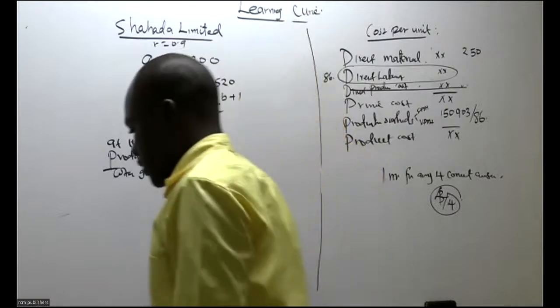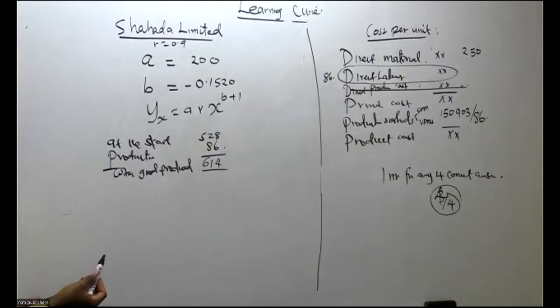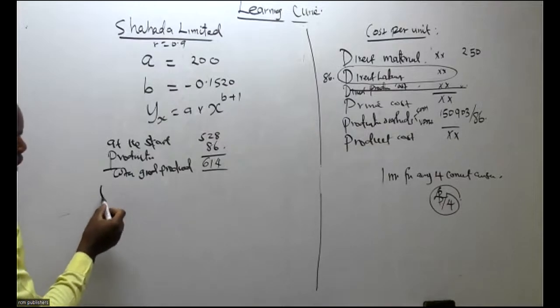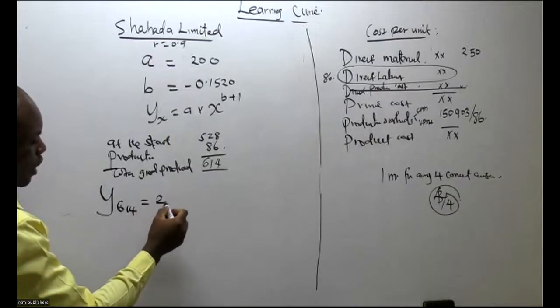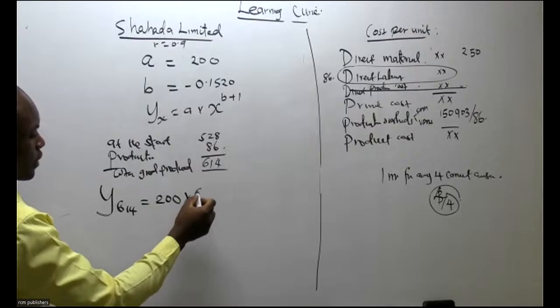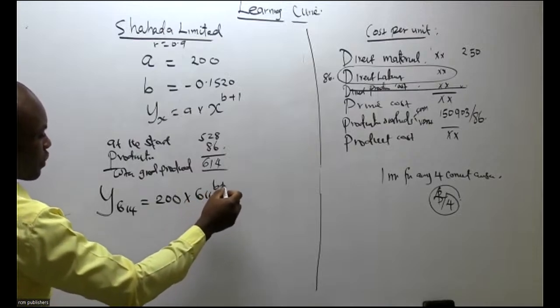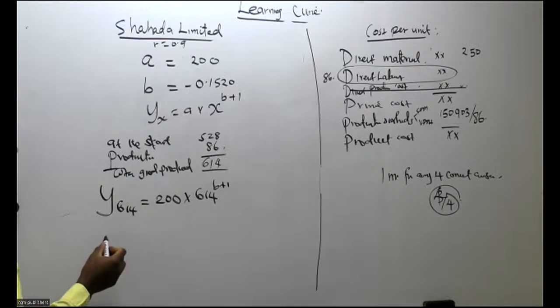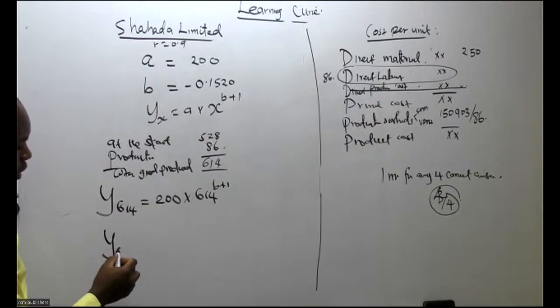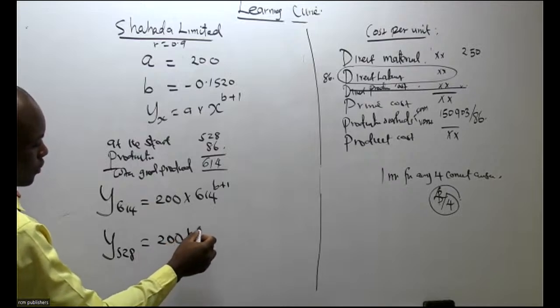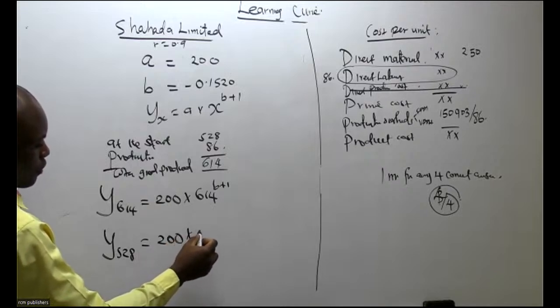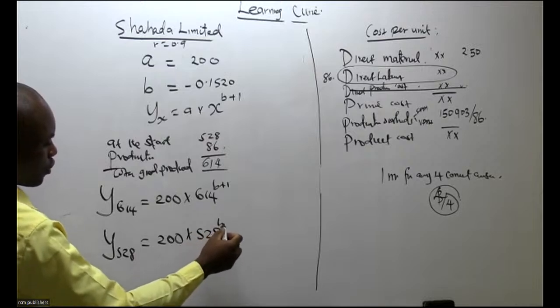So look at it. How do I get the total time taken to produce 86 units? It will be time taken to produce the first 614 units, which will be time taken to produce the first unit times 614 raised to power b plus 1. Then I need to get the time taken to produce the first 528 units.